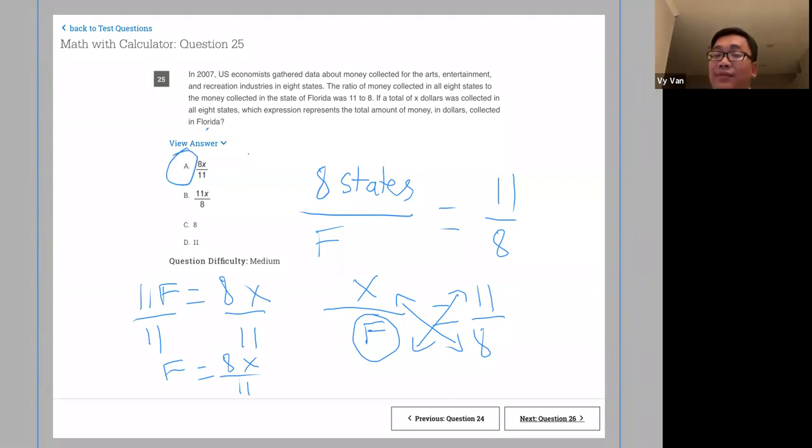So be careful. Whatever they ask, you want to solve for that variable. They want Florida. And when it comes to ratio, always write down what the ratio means. They say the ratio of money in all 8 states to Florida is equal to 11 to 8, and you set up this proportion, you can always cross multiply.